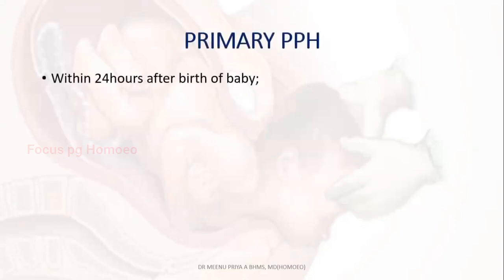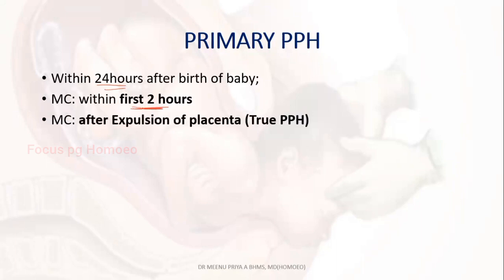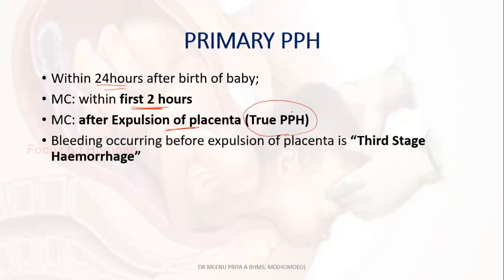And primary PPH means that which occurs within 24 hours after the birth of the baby, and the most common time is within the first 2 hours, most commonly after the expulsion of the placenta. If the PPH is occurring after expulsion of the placenta, it is called true PPH. And if it is occurring before the expulsion of the placenta, it is called third stage hemorrhage. Because the third stage is related to expulsion of the placenta, if PPH occurs before the expulsion, it is called third stage hemorrhage, and if after expulsion, true PPH.